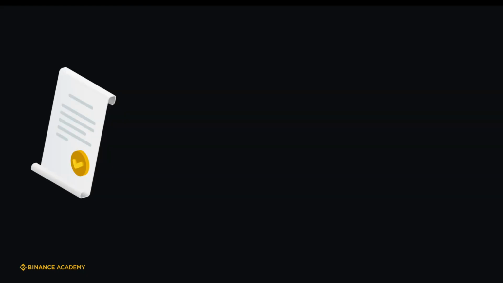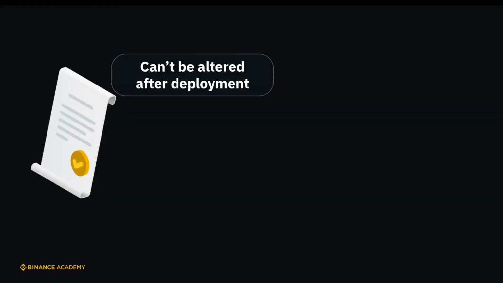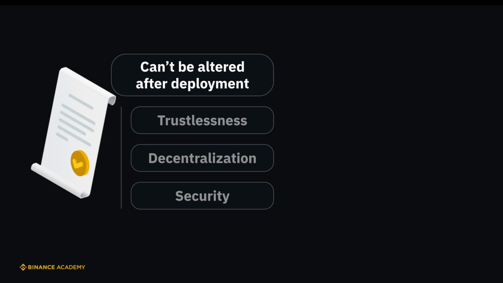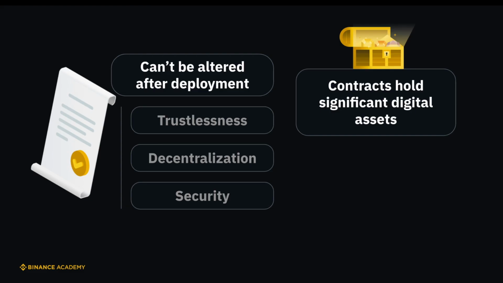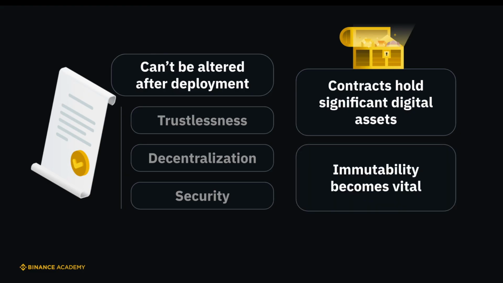activities. A critical point to remember is that once deployed, smart contracts cannot be altered, a feature necessary to ensure the trustlessness, decentralization, and security of the smart contracts. Given that many smart contracts, whether for a decentralized exchange or as a DAO treasury, usually hold significant digital assets, this immutability becomes vital. This underscores the importance of thorough testing before the official deployment.